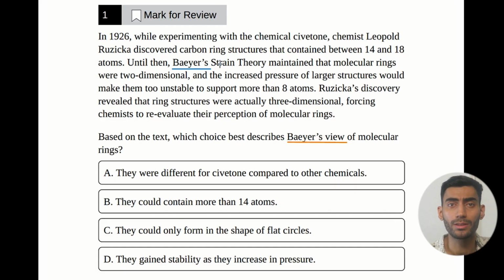theory, I might not know what strain means. But Bayer's theory, whose opinion we're interested in, Bayer's theory maintained that molecular rings were two-dimensional and the increased pressure of larger structures would make them too unstable to support more than 8 atoms. So he used to think that very large structures with more than 8 atoms would make this unstable and they wouldn't exist, they would collapse.